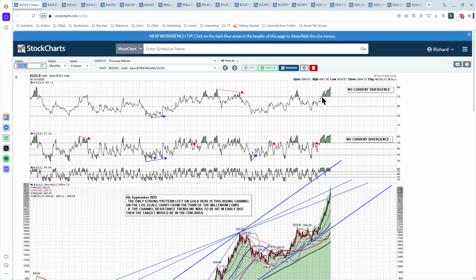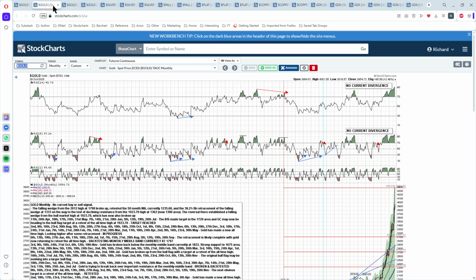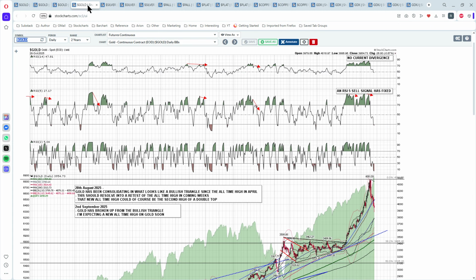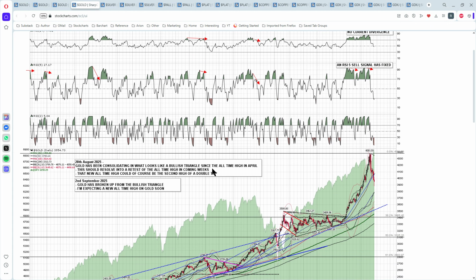We've got it looking very stretched on RSI, but no current negative divergence. On the weekly chart, no current negative divergence. On the daily chart, no divergence, but if we retest the high, we could set up some interesting looking daily sell signals. Short term, we have come below the daily middle band, so we'll need to recover back over that, and I've got that at 4070 if we are going back to retest the high.